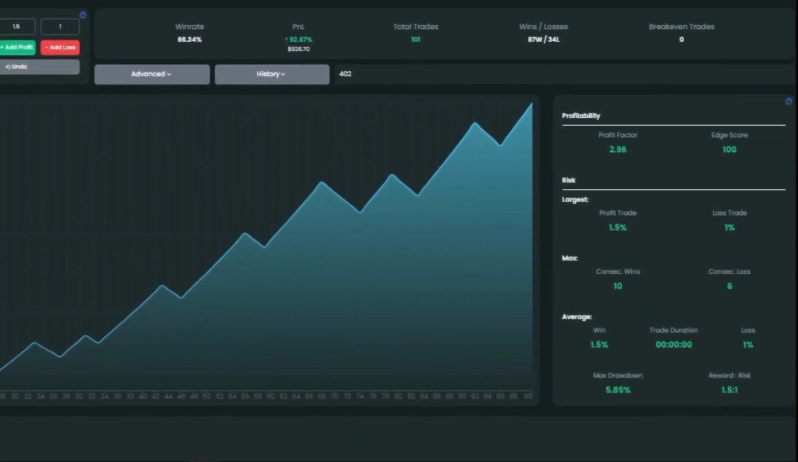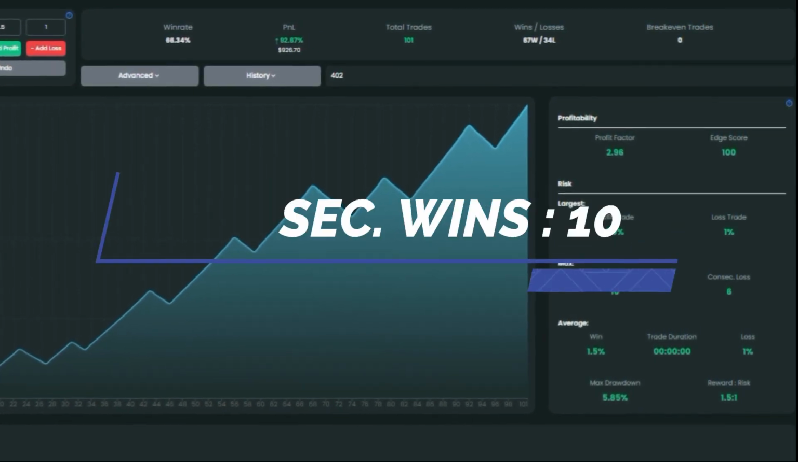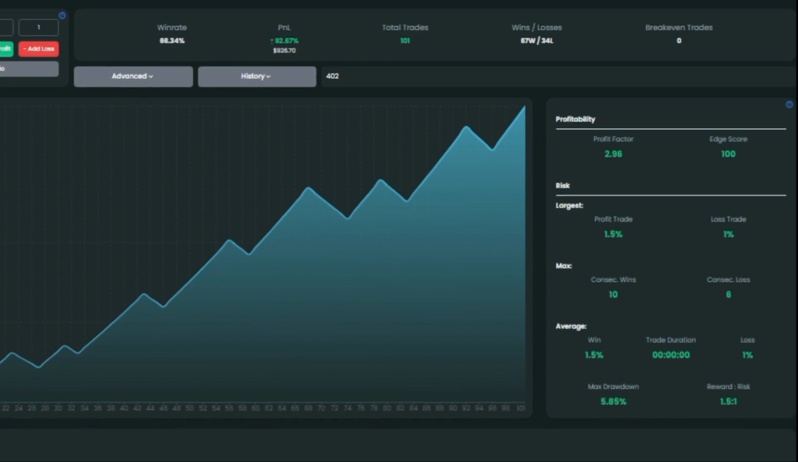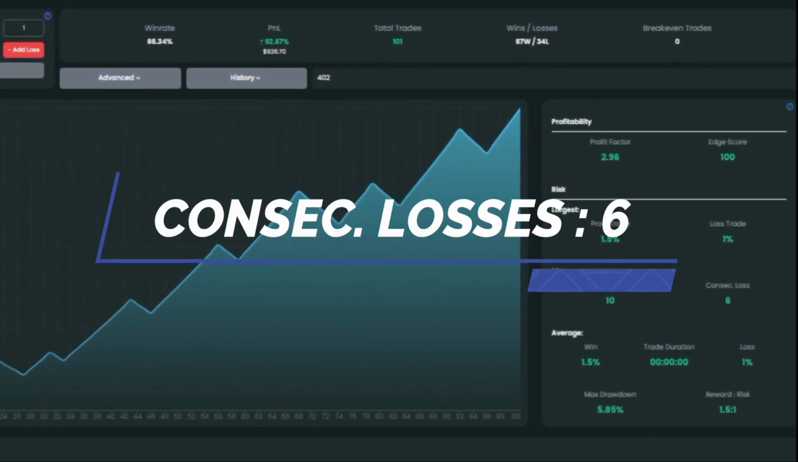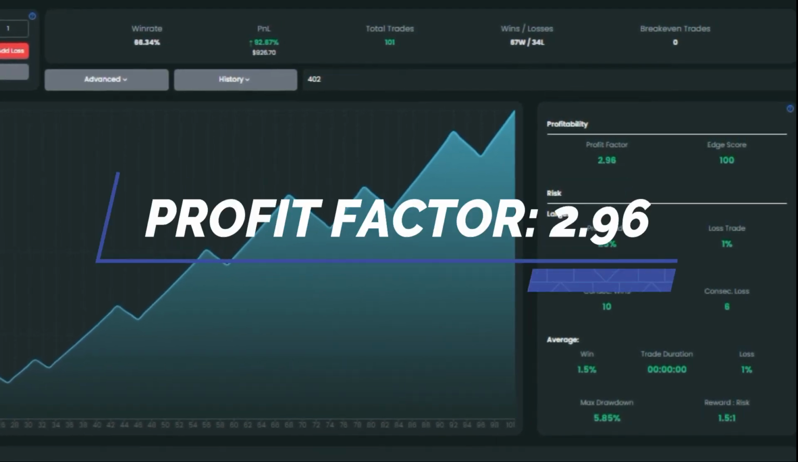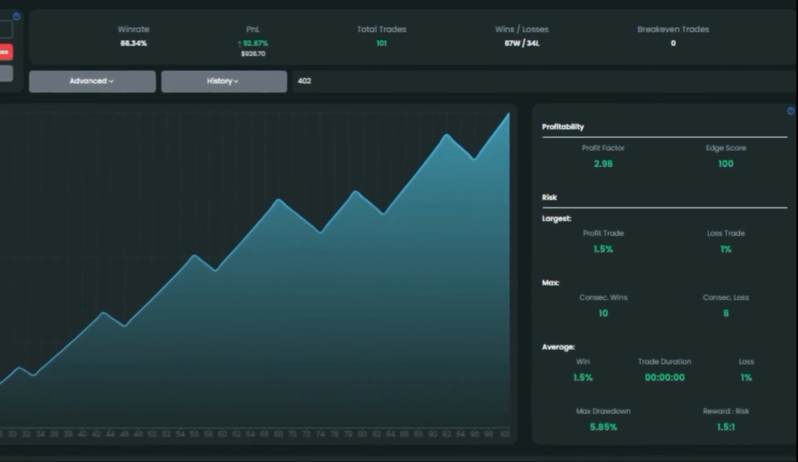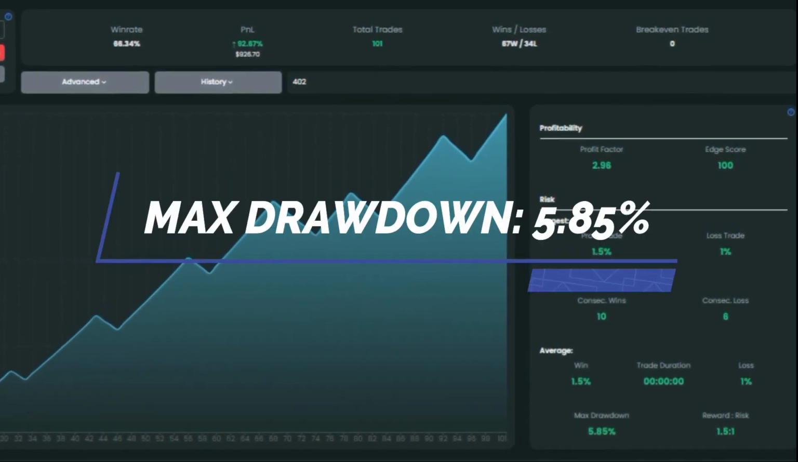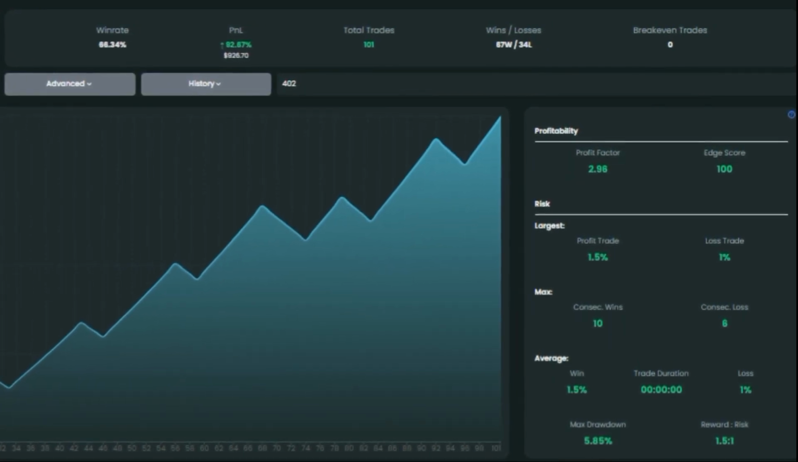During this period, we experienced an incredible streak of 10 consecutive wins. Even when things didn't go as planned, the largest streak of losses was only 6. Other noteworthy statistics include a profit factor of 2.96, which compares the profit to loss, and a max drawdown of just 5.85, representing the largest drop from peak to trough.